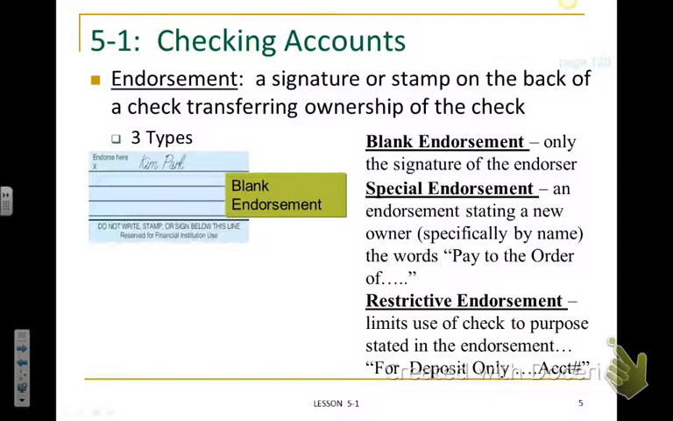A blank endorsement should really never be used unless you are standing at the teller's window ready to cash or deposit the check. The reason is that if somebody were to pick up that check once it has been endorsed, they can go into the bank on which the check was drawn and simply cash it. That endorsement, without any other specifications, really allows that check to be used as if it was cash.